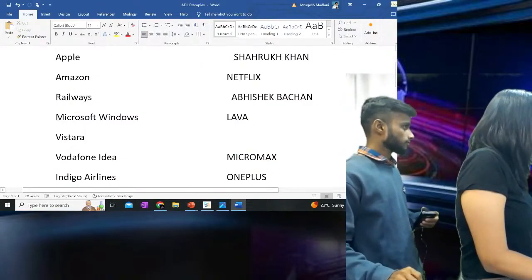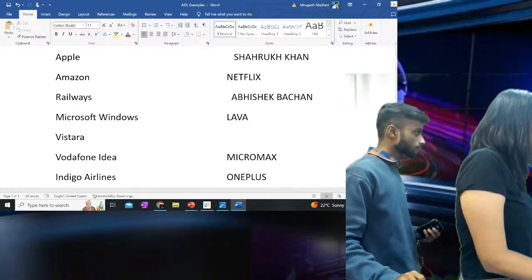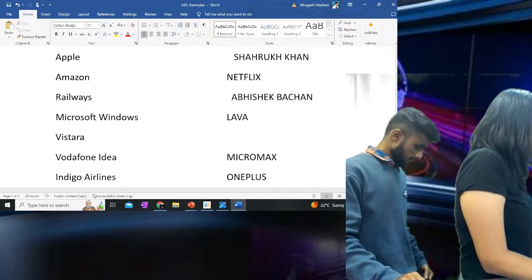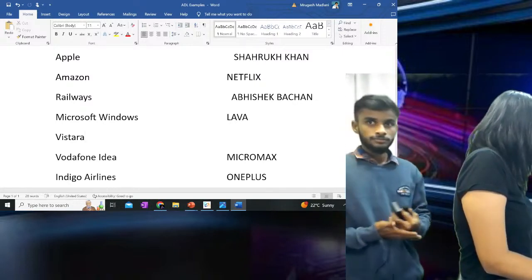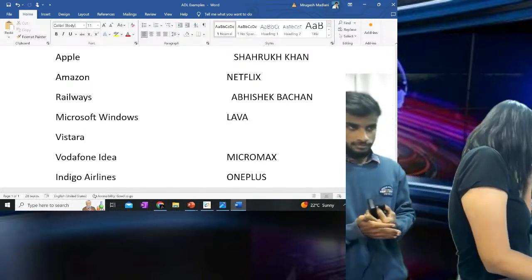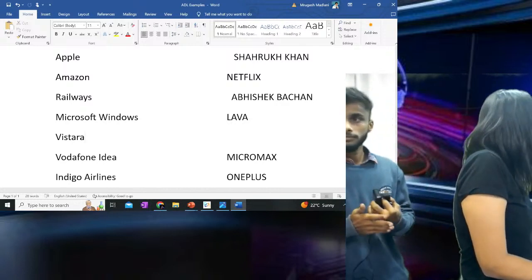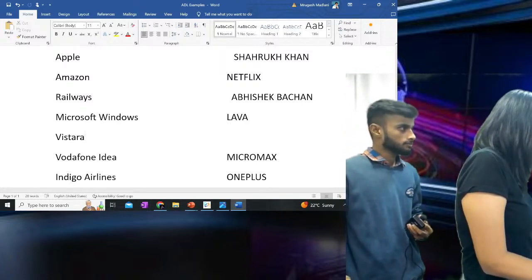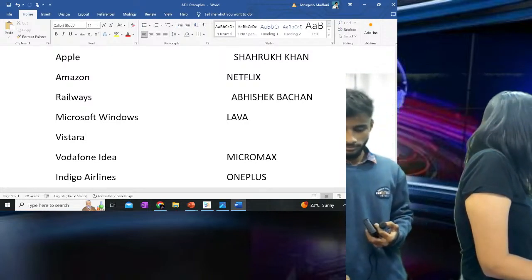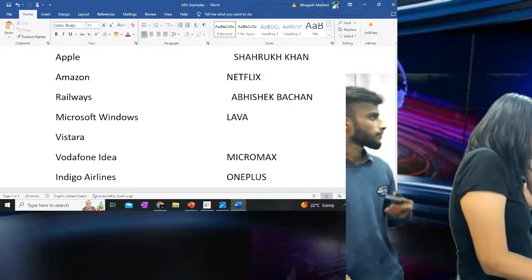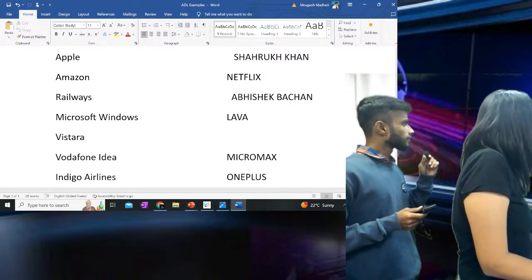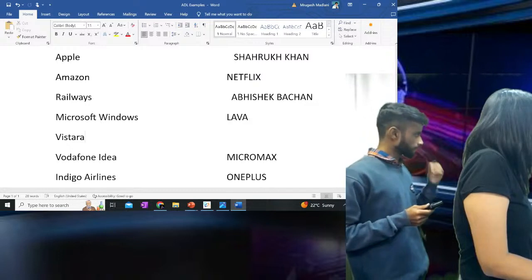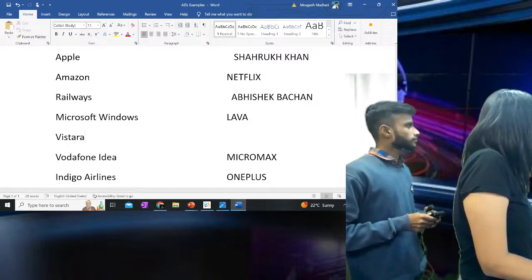Simple English. What did you write? In this, our profits are reducing due to more competition. In this, our profits are reduced, more competition. Good. Write their examples. Which one? Lava. Write the Lava. Vistara. Abhishek Bachchan. Good. But over. Validity. Lava. Vistara. Abhishek Bachchan.